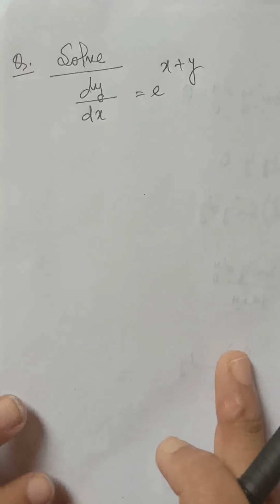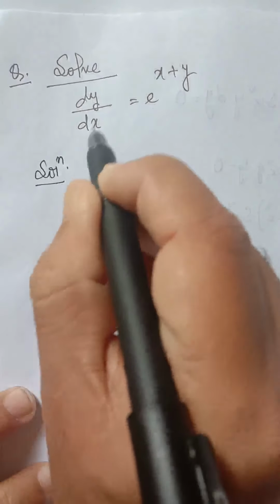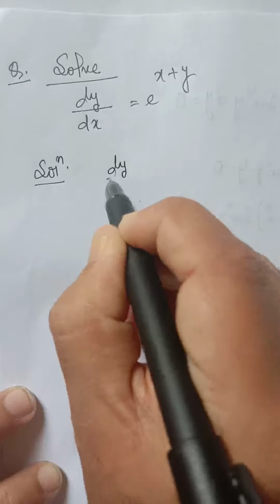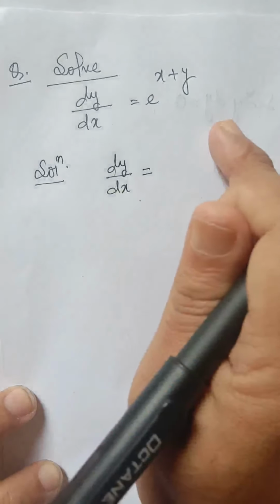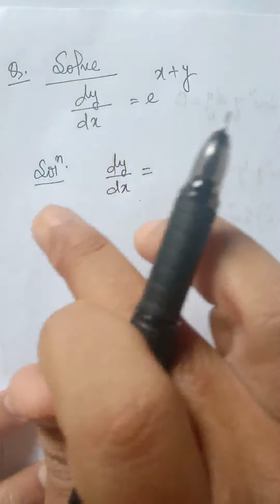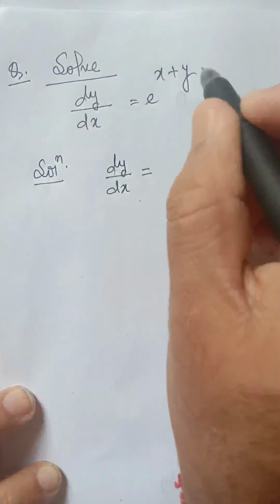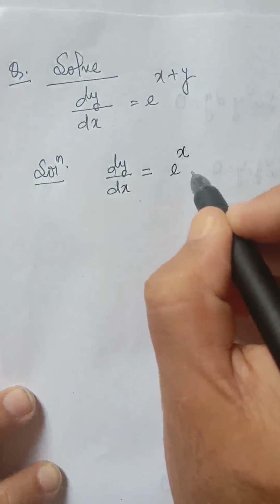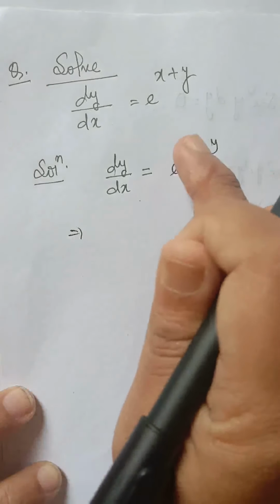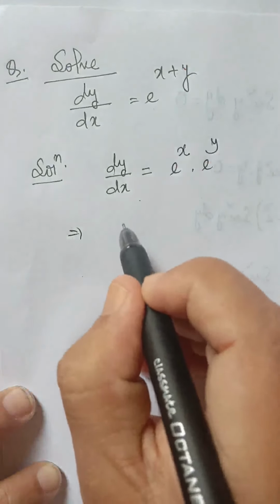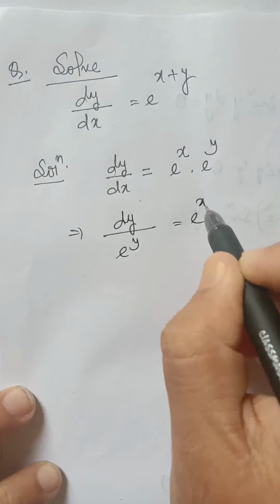Next question is to solve the differential equation dy by dx equal to e to the power x plus y. Before solving, we have to express this in the form f(x) dx equal to g(y) dy. Actually you have to check whether you can express this in that form or not. So e to the power x plus y equal to e to the power x into e to the power y. As bases are equal, the powers will be added. And now dy by e to the power y equal to e to the power x into dx.